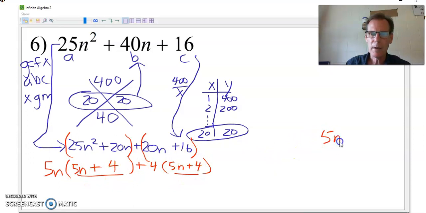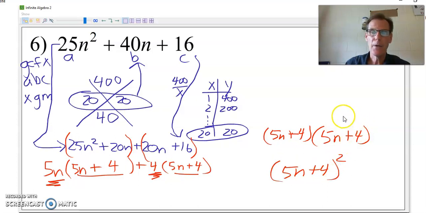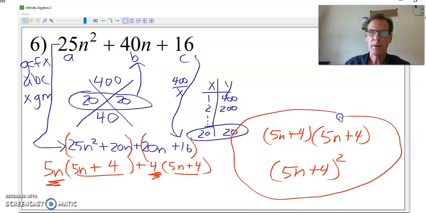That goes in one of the binomials that is my solution to this. In the other binomial, I put the common factors that I pulled out of those two expressions. So this is 5n plus 4, whoops, times 5n plus 4. Could have also been written as 5n plus 4 squared. Those two answers are the same, okay? And if you multiply those back using box or FOIL, you would see that it actually does come out to this original expression.